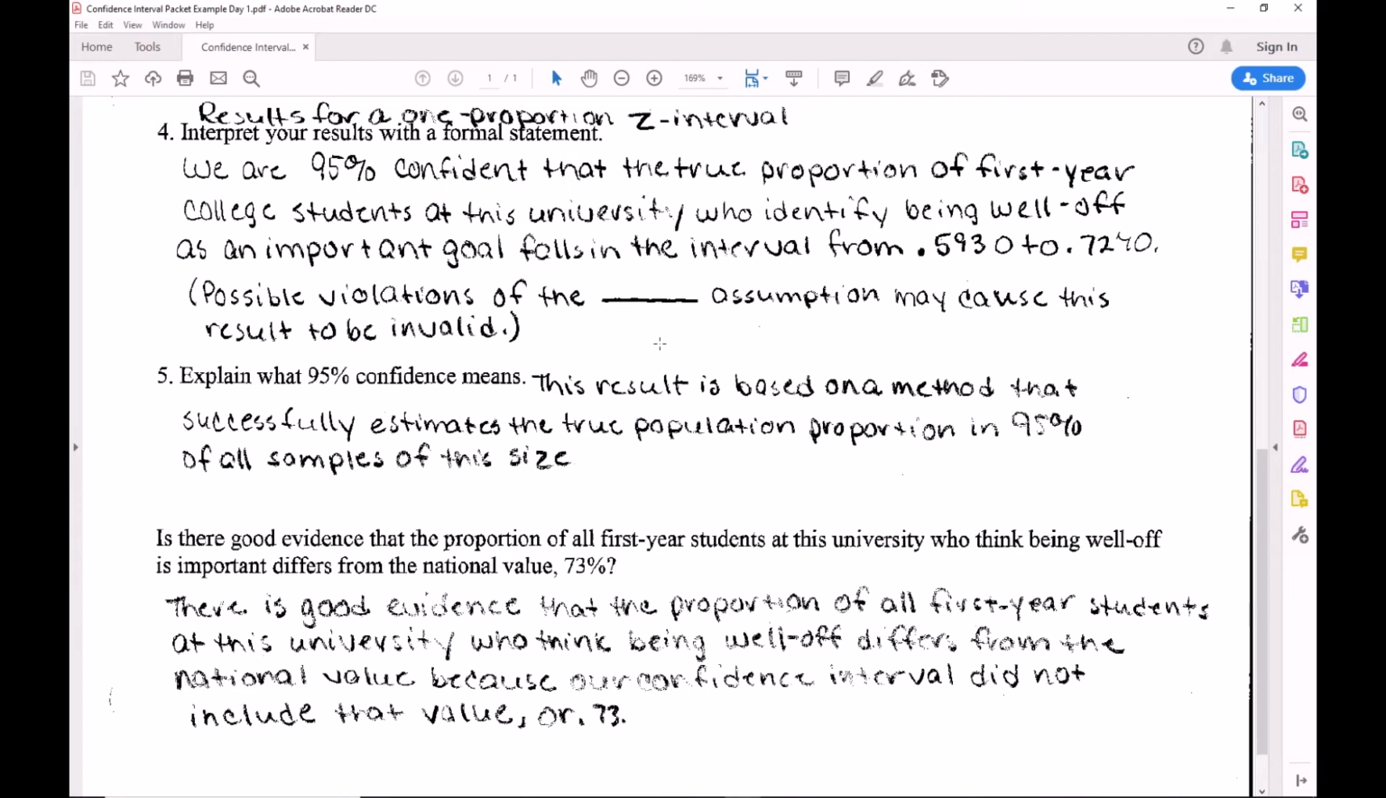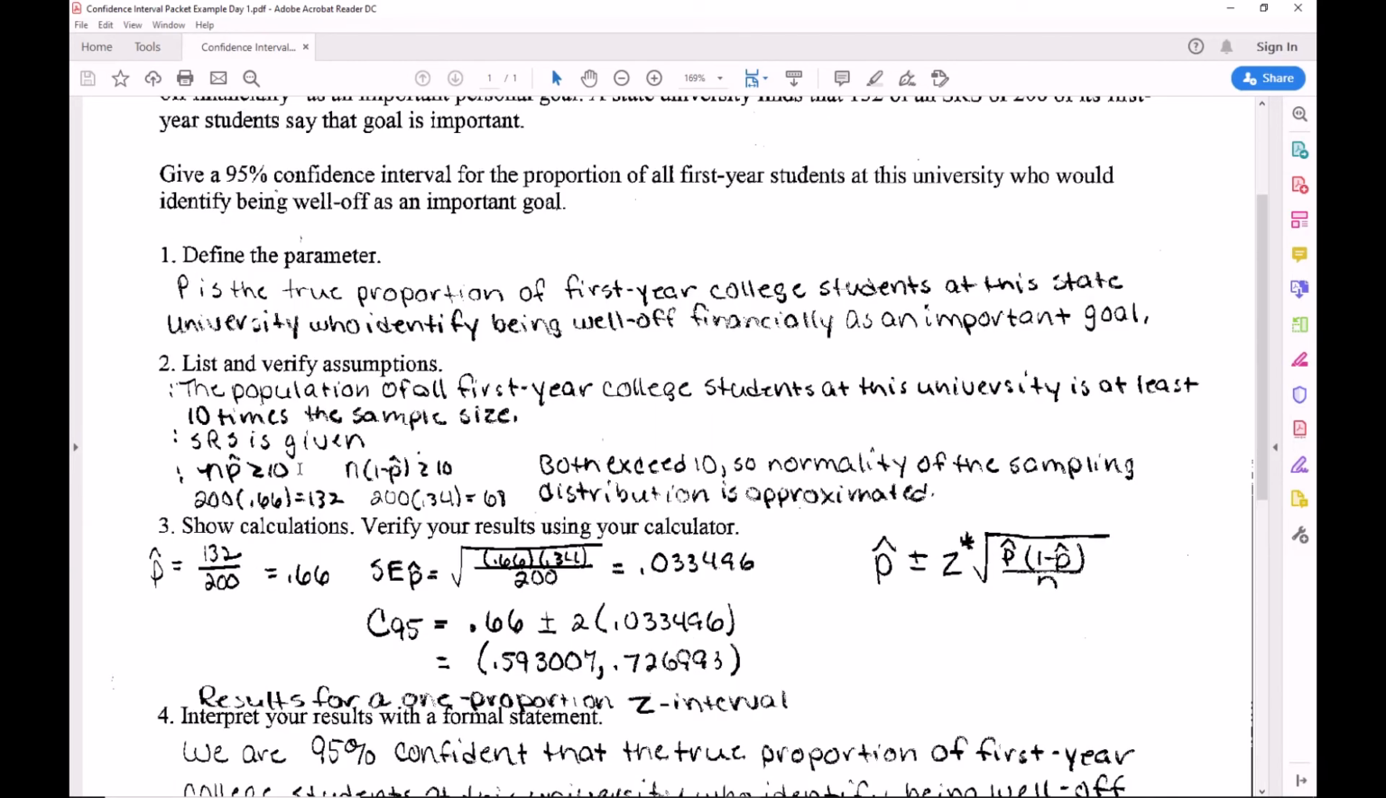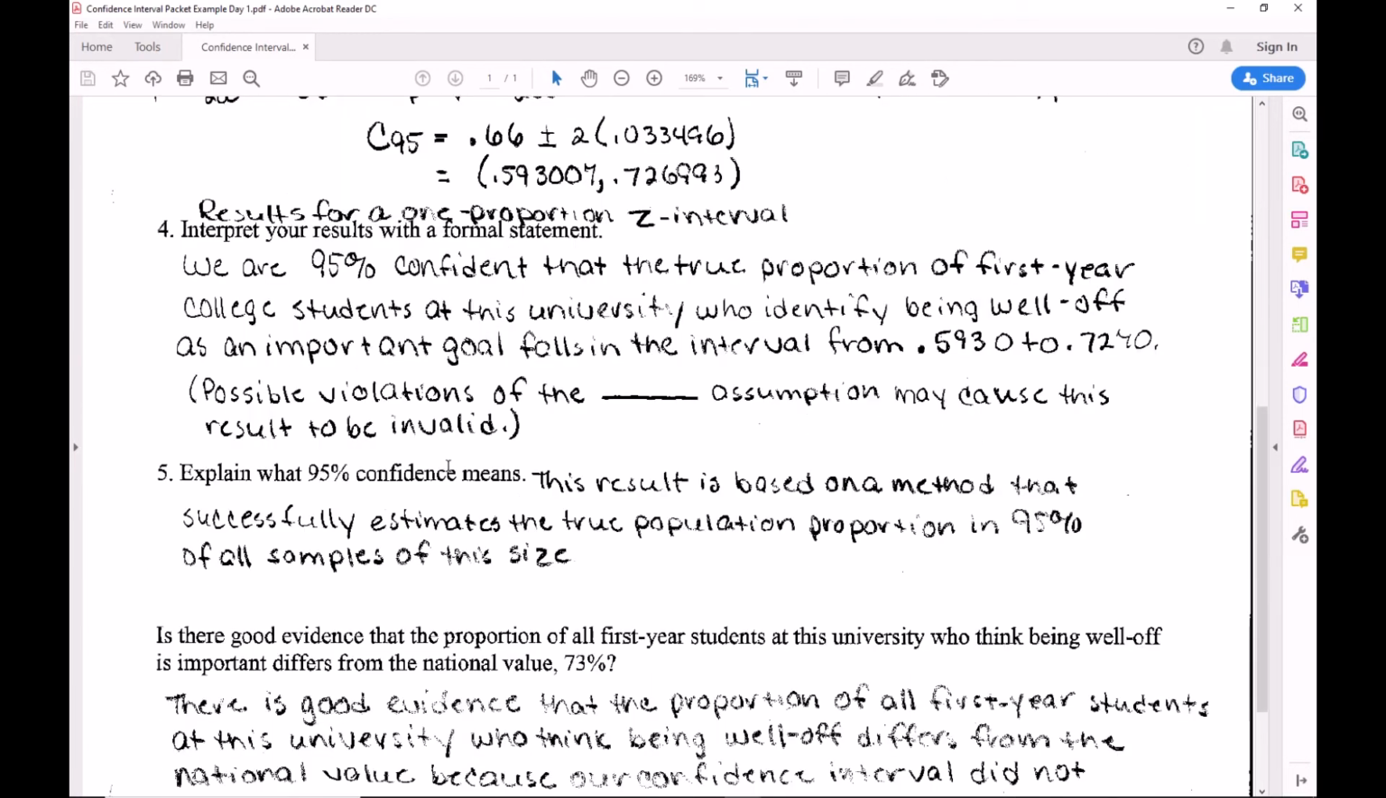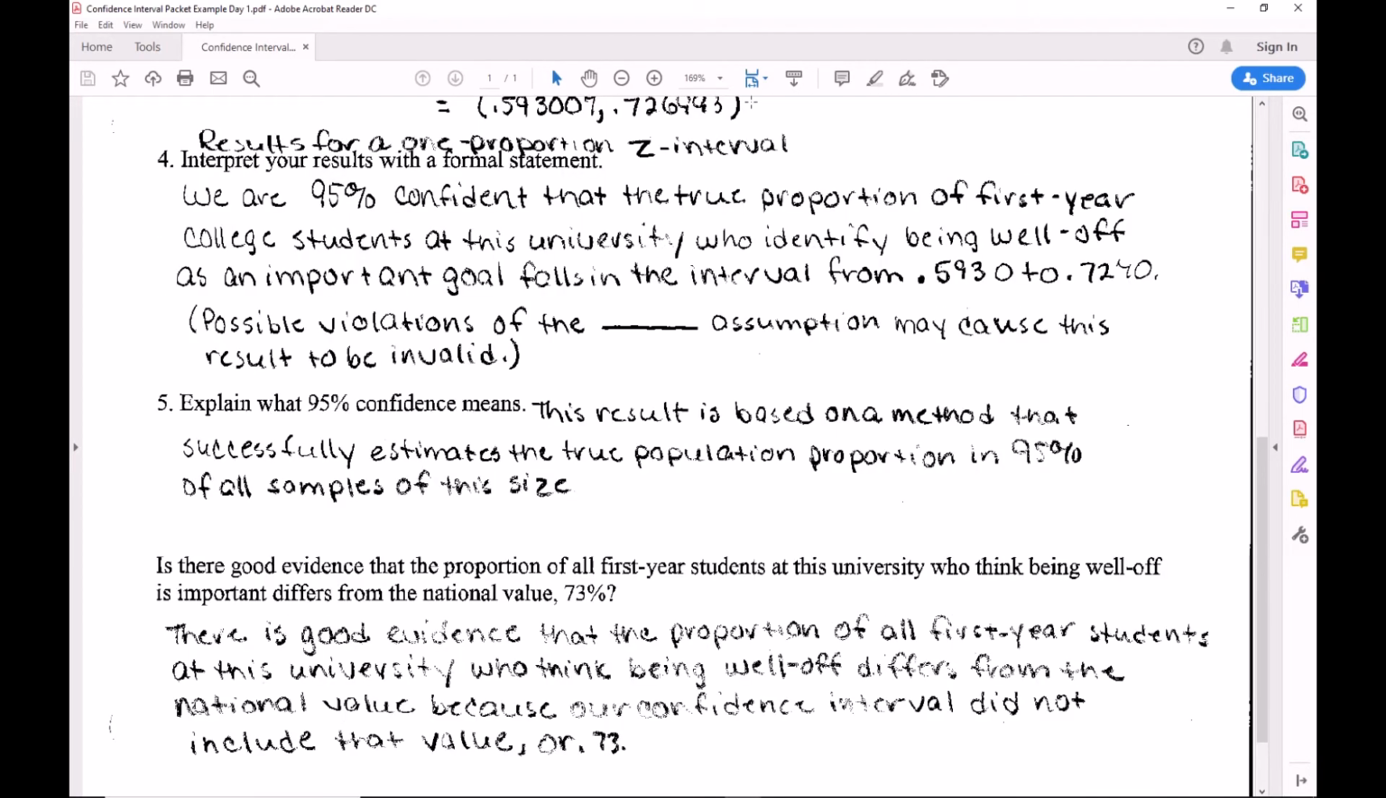All right, now I did include this. Remember I said up here that you might not be able to verify your assumptions? You can list them, but you may not be meeting one or more. Okay, if you feel that you have a violation and you've written that it's violated, then here is where you put down your limitations. And you word it like this: possible violation of the whatever assumption, one of the three, or more than one of the three, may cause this result to be invalid.